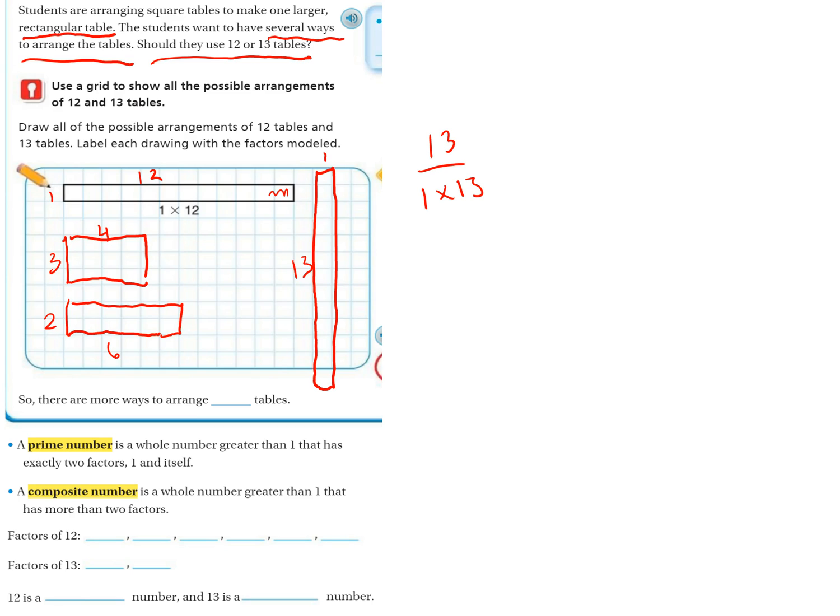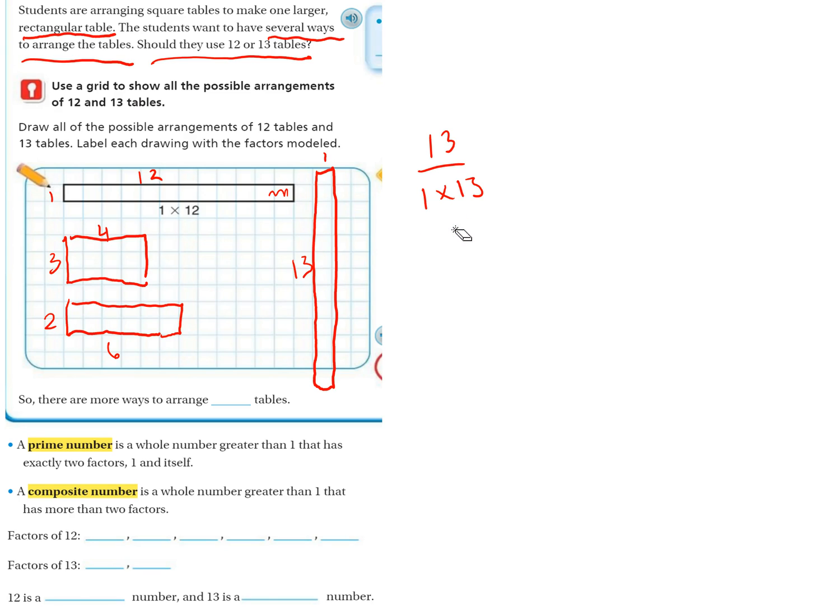Can I do 2 times something? Will 2 work? Another way we could check it is to see if 2 will go into 13 evenly. We can go in 6 times. That'd be 12, minus 1. Nope, there's a remainder. So no, 2's not going to work.